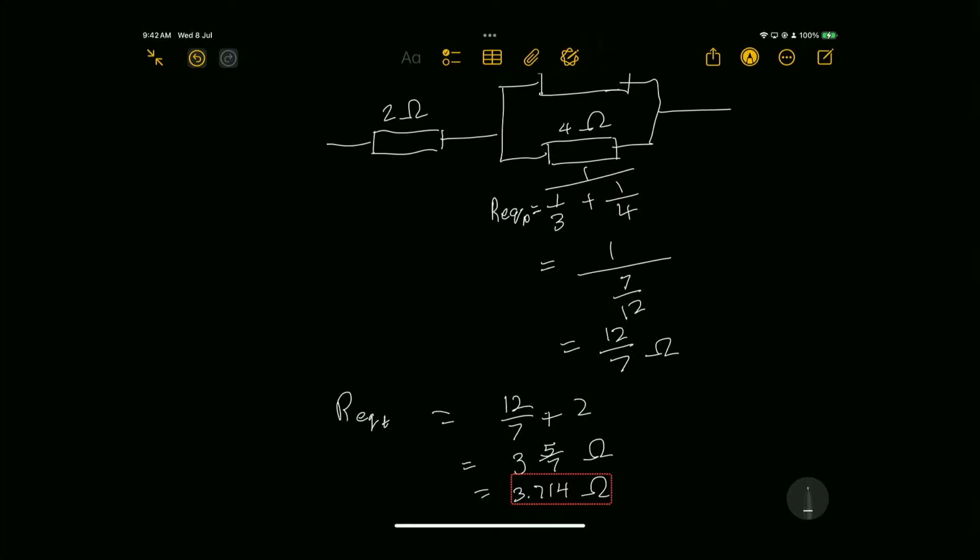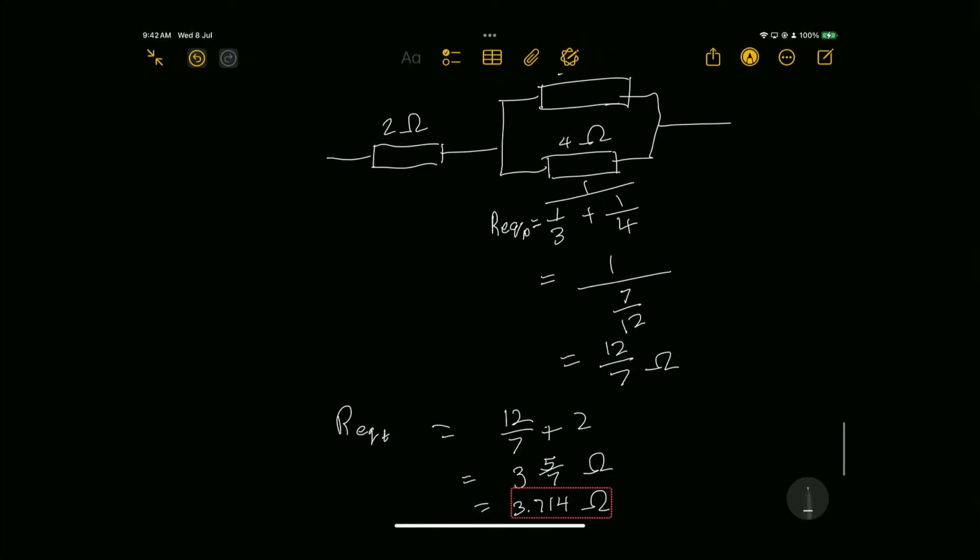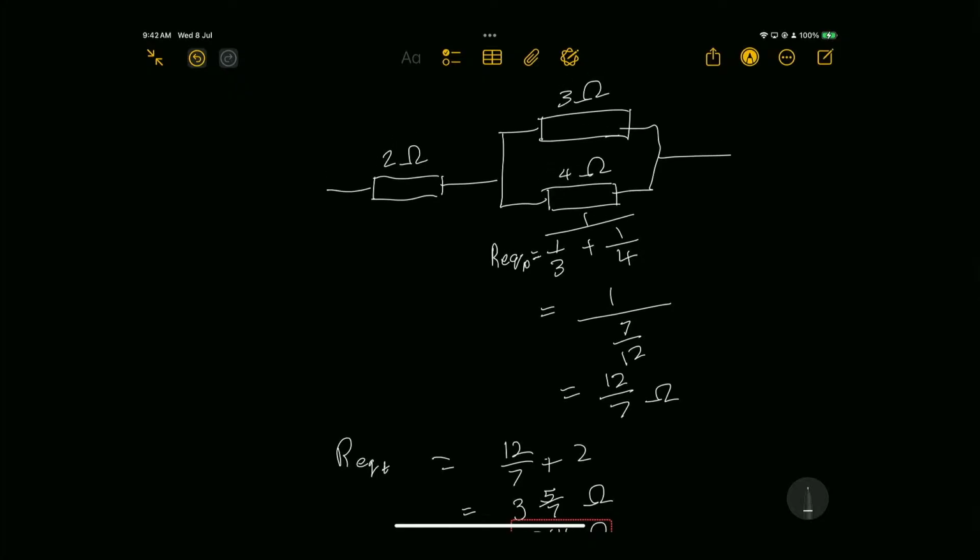So basically, for any question like this, you split it up into either parallel or series, and then you do the calculations, right? In this case, we calculated the equivalent in parallel first, and then used this as a resistor with equivalent resistance 12 over 7 ohms, which would be in series with the 2 ohm resistor.